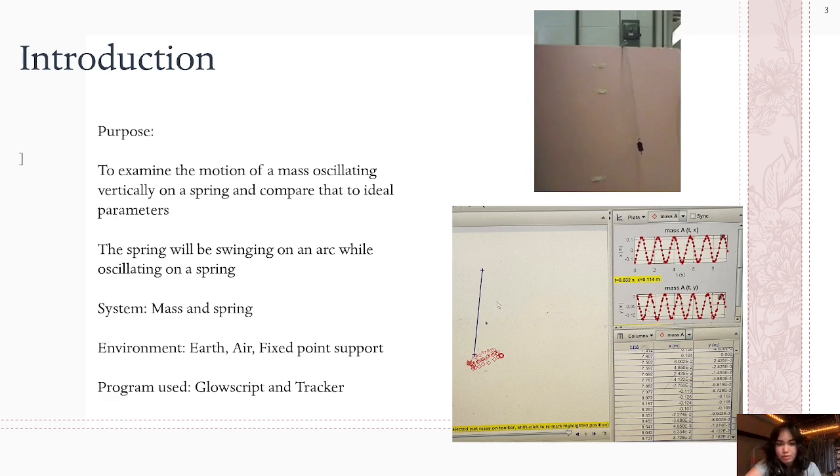And each part was recording the given movement of the spring. I know it doesn't show it on there for some reason, but the system was the mass and the spring. The environment was the earth, so gravity, air, and the fixed point support that the spring was connected to. And like I said, we used Tracker, but we also used GlowScript to be able to write the computational model.